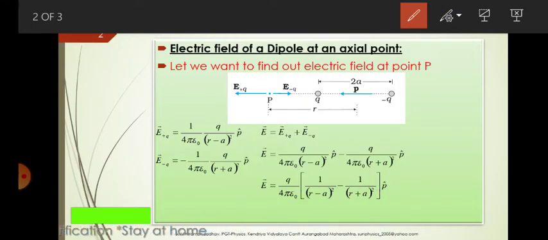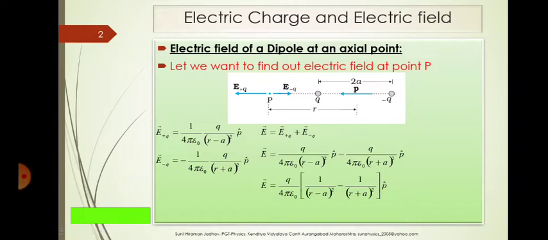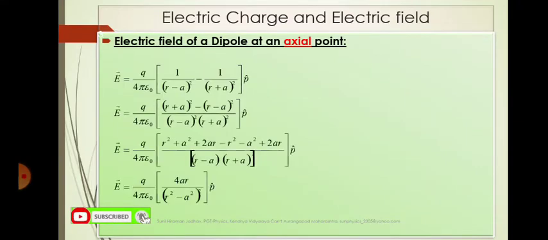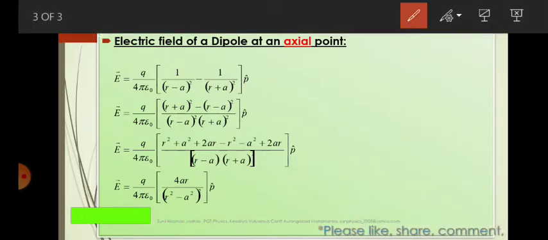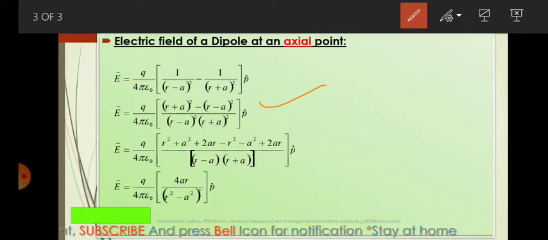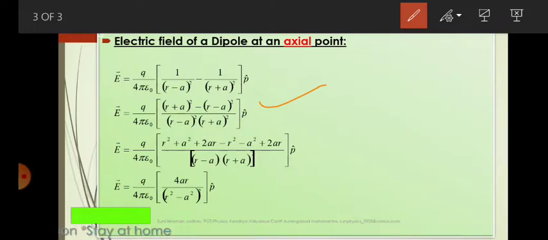Now we want to simplify this. I will take this step ahead also. Okay, we have to find out the electric field here. So you can see I have taken that step here. Now if I further solve, we can take the LCM here in this step, and we can write E is equal to q upon 4 pi epsilon 0 [(r plus a) whole square minus (r minus a) whole square] into p. I have just made the cross multiplication here and I have taken the LCM.